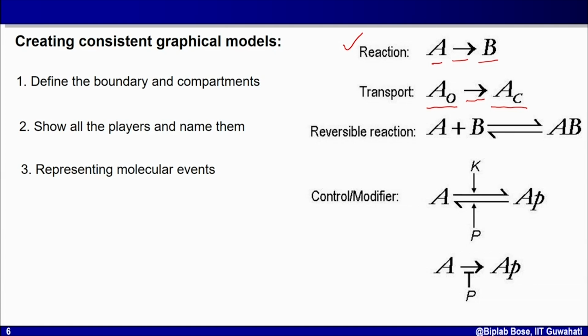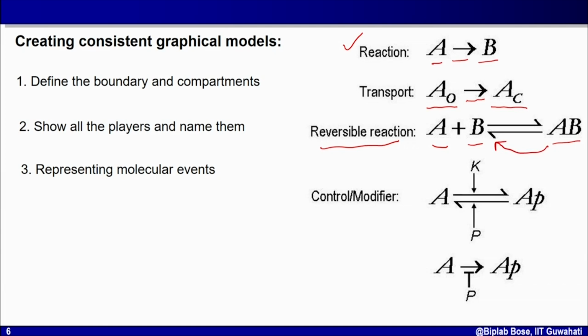Many chemical reactions in biological systems will actually be reversible reactions, the way I have shown here. A plus B making a complex AB, and it's reversible. That means A plus B will form AB, and also AB will break down into A plus B.